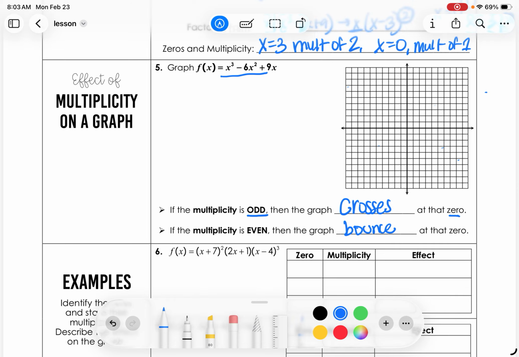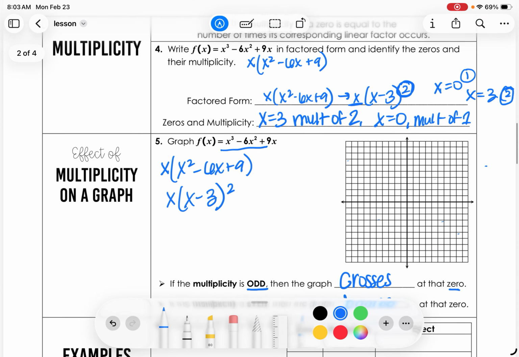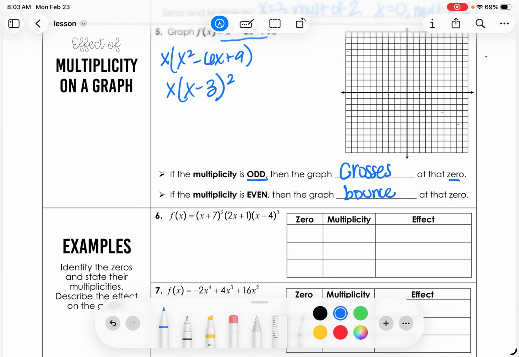So we're supposed to graph this. Now we could graph it in our graphing calculator, but let's try to figure out kind of what this graph is going to look like without graphing it first. So if I factor out an x, then I have x squared minus 6x plus 9. I can factor that further, get (x minus 3) squared. I think that's the same one as we just did. Yep. Okay. So at 0, that is an odd multiplicity, so it is going to cross the line at that 0. And then we have our x equals 3. So if we go to the 3, it's going to bounce there.